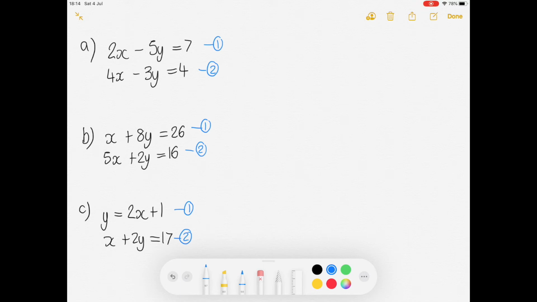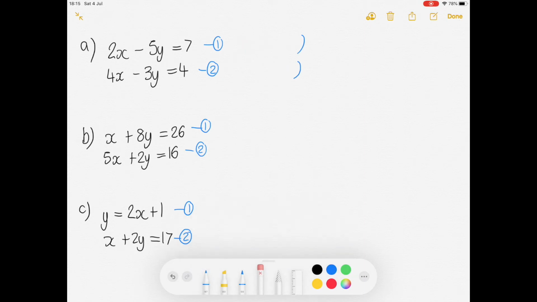I've got 2x minus 5y equals 7, 4x minus 3y equals 4. I can clearly see I can make the x variables the same. I can make them both 4x if I multiply this top equation by 2. Or I could make the y variables the same by multiplying by 3 and then multiplying by 5. Yeah? So this is a clear elimination target.